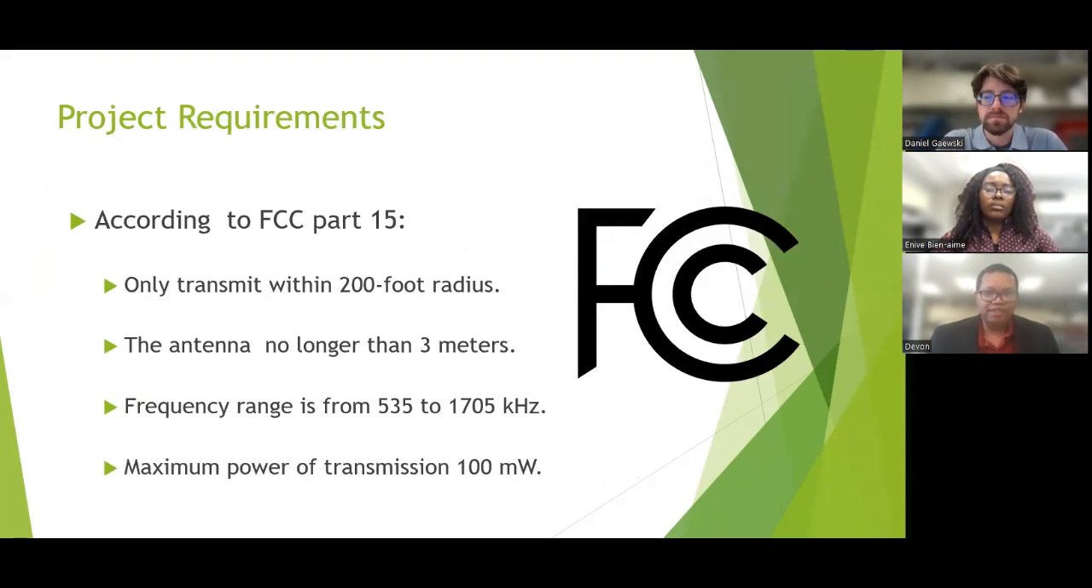According to FCC Part 15, we can transmit within a 200 foot radius, the antenna no longer than 3 meters, frequency range from 535 to 1705 kilohertz, maximum power of transmission 100 milliwatts.